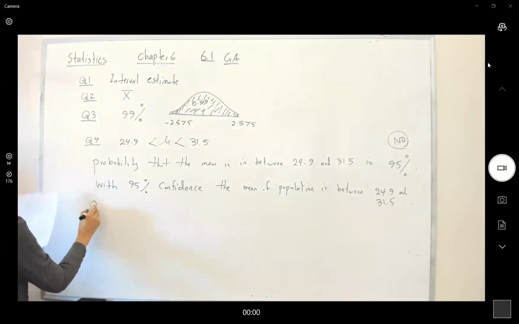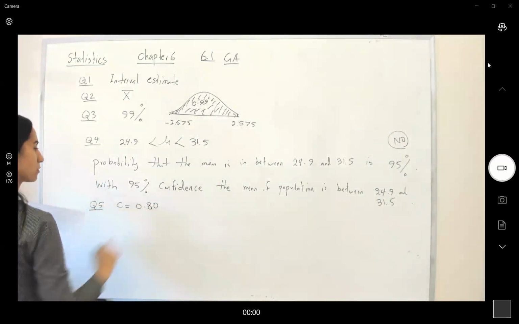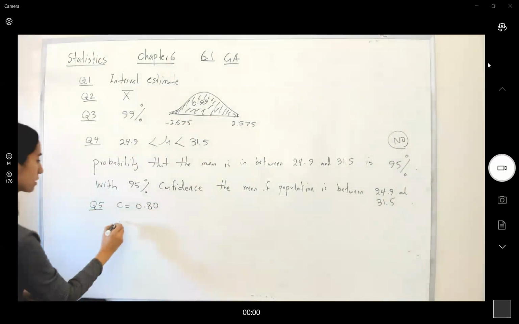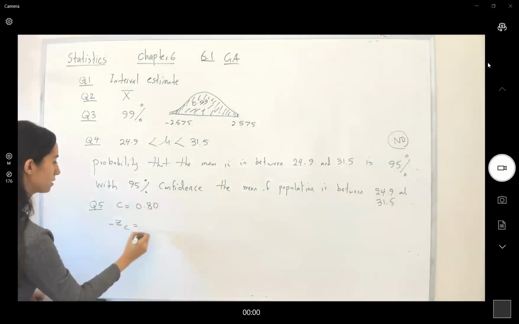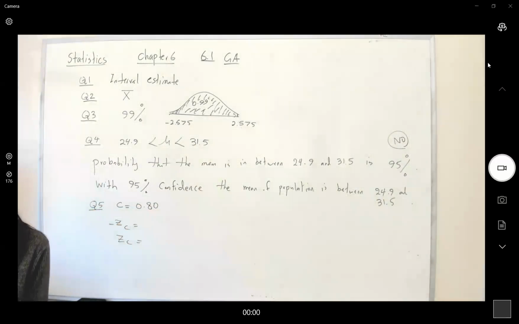Question 5 says you have C equals 80%. What are the critical values? What is plus minus ZC? Very well. Let us take a look at our calculator.